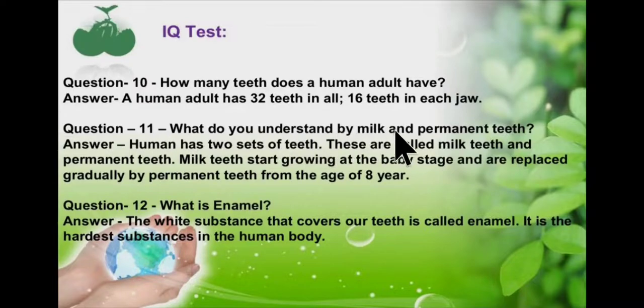Next, what do you understand by milk and permanent teeth? Now, human has 2 sets of teeth. These are called milk teeth and permanent teeth. Milk teeth start growing at the baby stage and are replaced gradually by the permanent teeth from the age of 8 years. Next, what is enamel? The white substance that covers our teeth is called enamel. It is the hardest substance in the human body.